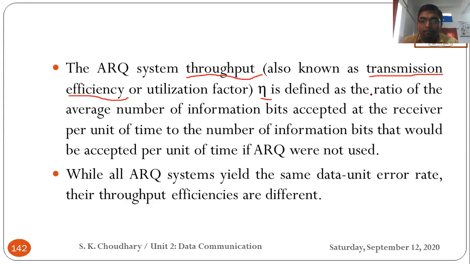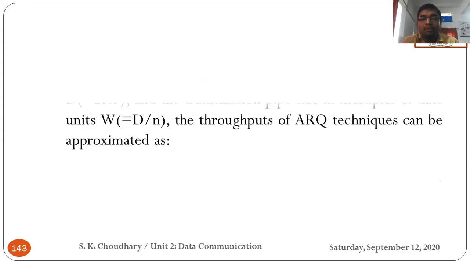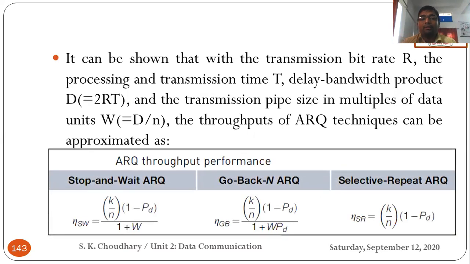For different ARQ systems, throughputs are different. Here the bit rate is denoted by R, the processing time is T, the delay bandwidth product is D, which is 2RT, and the transmission pipe size in multiples of data unit size is W, which is D upon N. Please note down all the formulas for the three different ARQs, as this is very important, or take a screenshot.